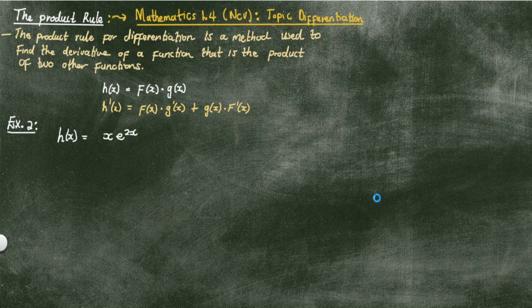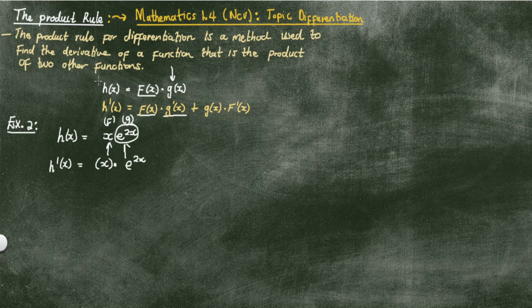Now let's take our second example. So say we have something like this. Take this, or look at x as f, and then you look at the exponential function as g. So h prime of x is going to be equal to f of x, which is this. You take it as it is, and you multiply by the derivative of the second function, this one. So it's going to be e to the 2x.